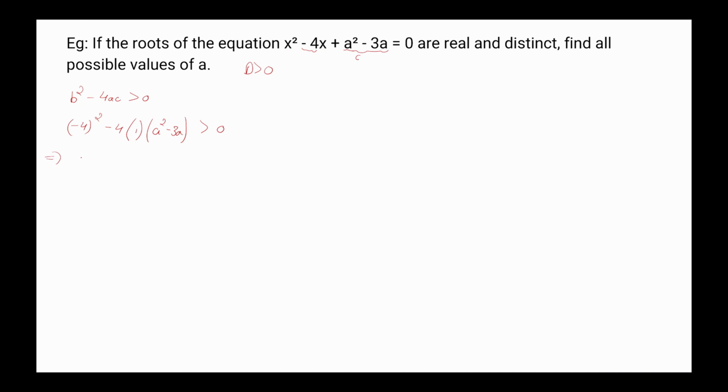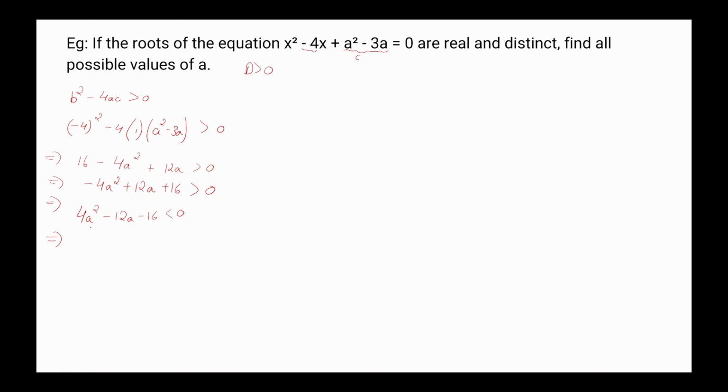So let us solve it. We are going to get 16 minus 4a square plus 12a greater than 0. So from here what do we have? Minus 4a square plus 12a plus 16 greater than 0. Now as we had studied in functions, if we take minus common from here, our sign of inequality would also change. So this would become 4a square minus 12a minus 16, which would be less than 0. I've simply changed the sign and I've changed the inequality as well.